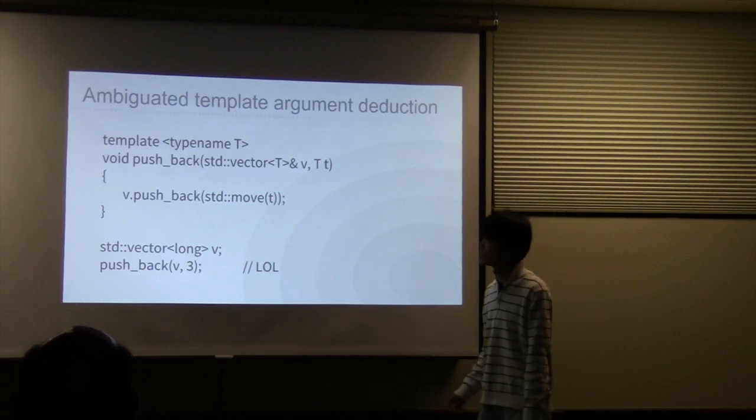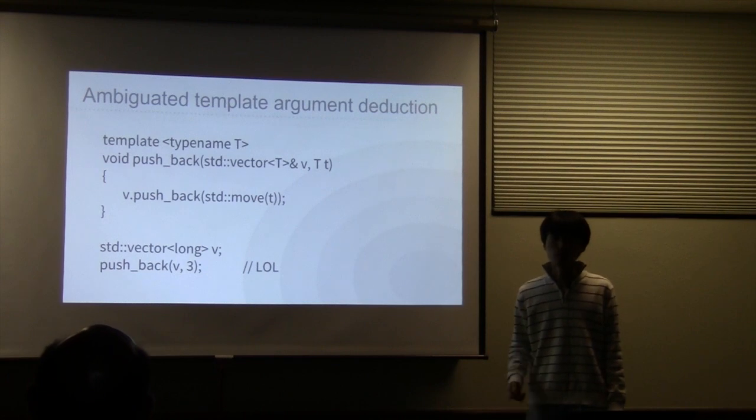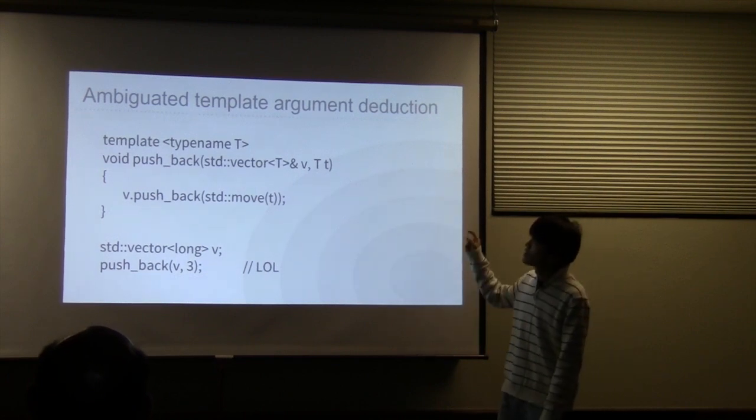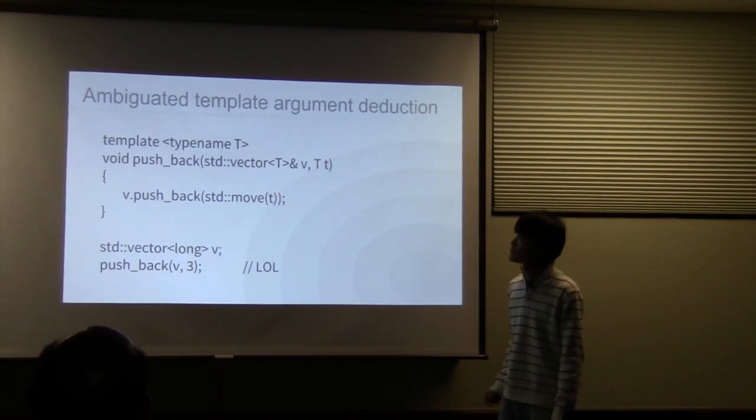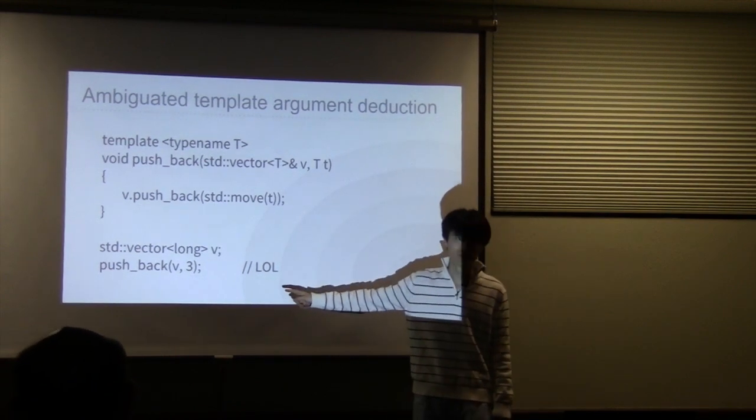Sometimes the problem is not in overload resolution. The ambiguity is caused by template argument deduction. Does this work?